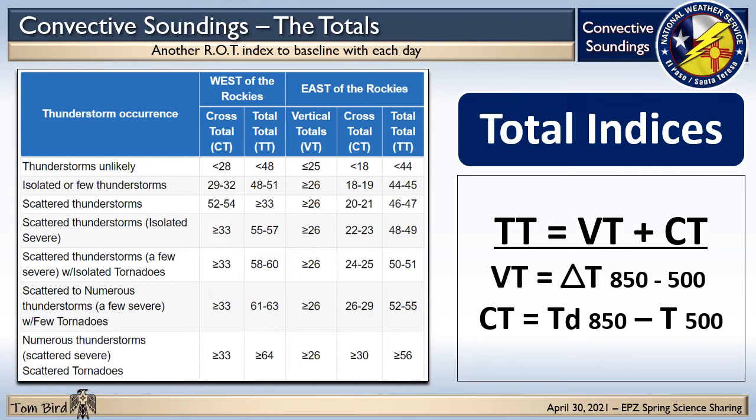But if you look right here on the chart to the left, the cross totals with the moisture content, if you're below 28, thunderstorms are unlikely. But once you get above that, you start seeing increasing levels of thunderstorms. Then on the total on the right-hand side there, west of the Rockies, you can see there's a bunch of overlap between that. But we're always kind of looking for right around 50 or higher to get the thunderstorms across our area for the most part.